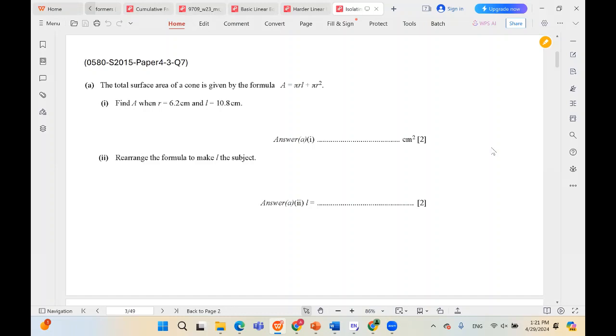A equals pi multiplied by R. So R is 6.2. And then L is 10.8. So this is pi RL plus pi R squared, which is pi multiplied by 6.2 again, but this time 6.2 is raised to the power of 2. We will need a calculator here, of course.